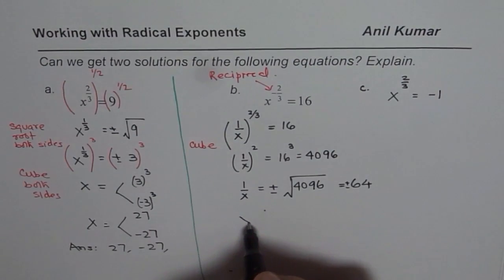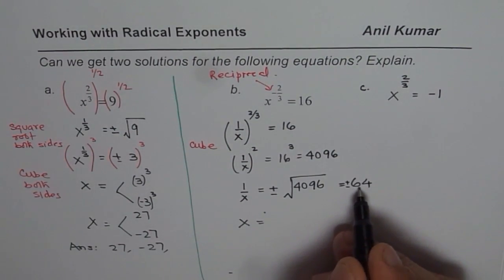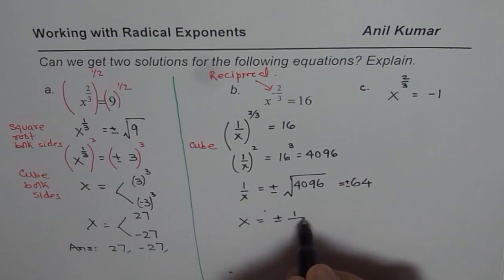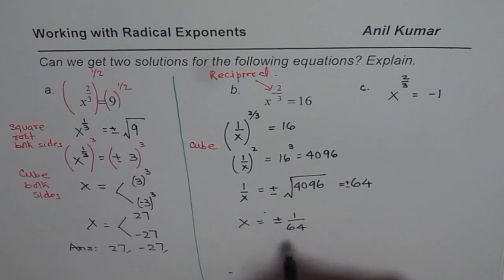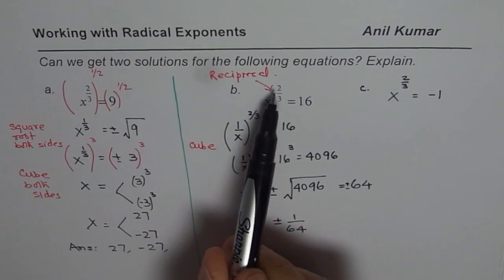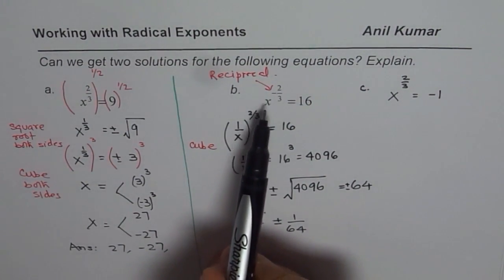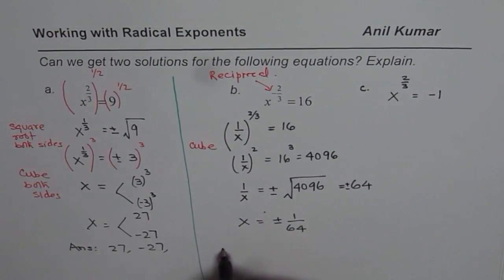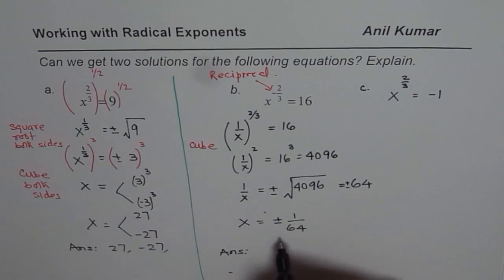So x is equal to how much? x is equal to the reciprocal of that. You can think about cross multiplication. 1 over 64. Do you see that? So we again get two solutions. So whenever you have a square, it could be in any form, but that square results in two solutions. So we do have two solutions here also, and our answer is plus minus 1 over 64.